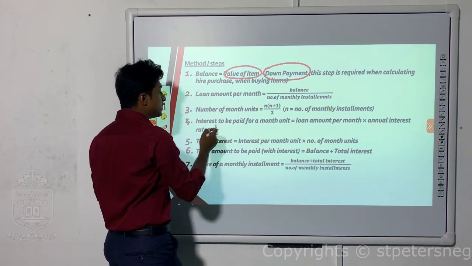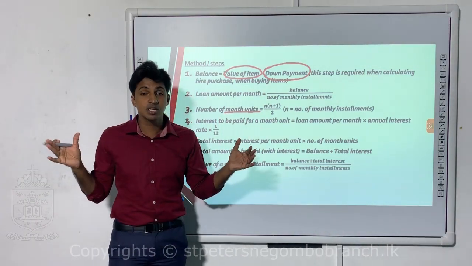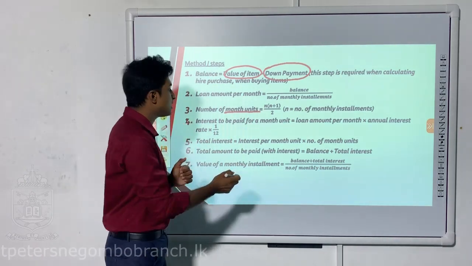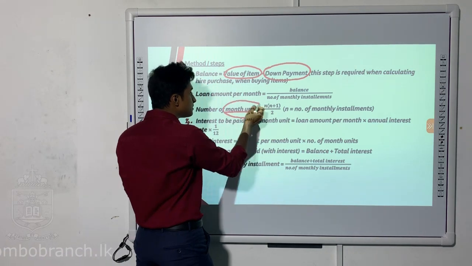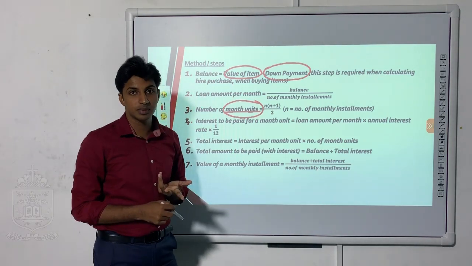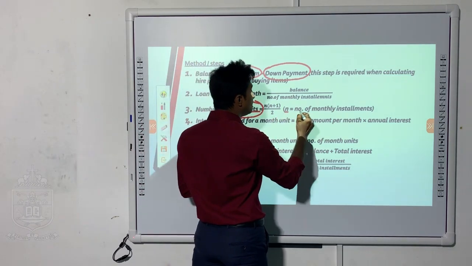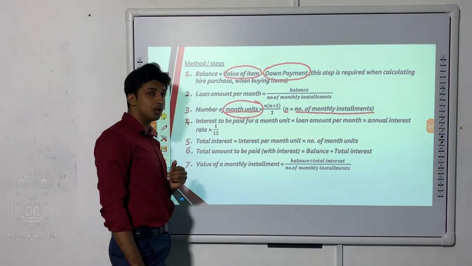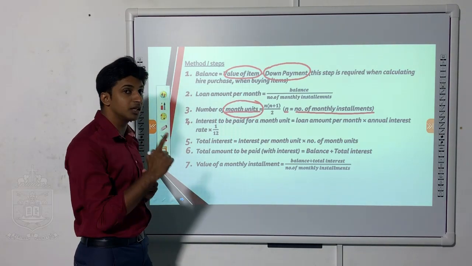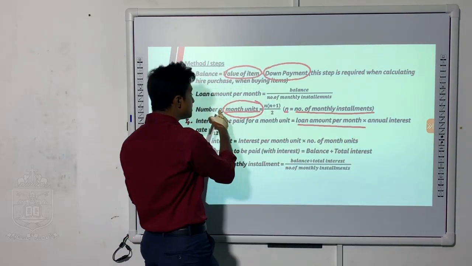Number of month units. I will just explain you the meaning of number of month units, children. Under monthly installments, the payment is done in units, right? In parts. Those parts are considered as month units. So month units are going to be n times (n plus 1) divided by 2, the triangular number general term. Okay, n times (n plus 1) divided by 2. Here n is going to be the number of monthly installments. Next, interest to be paid for a month unit. For 1 month unit, the interest you have to pay is going to be loan amount per month. That is this amount, okay?